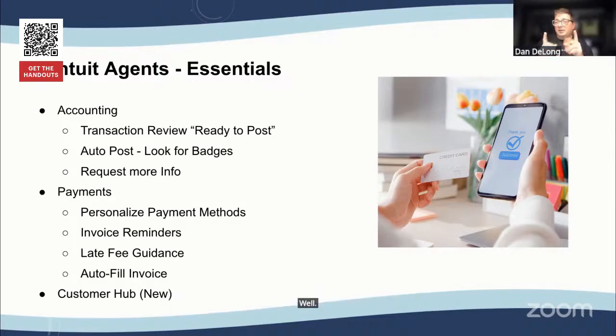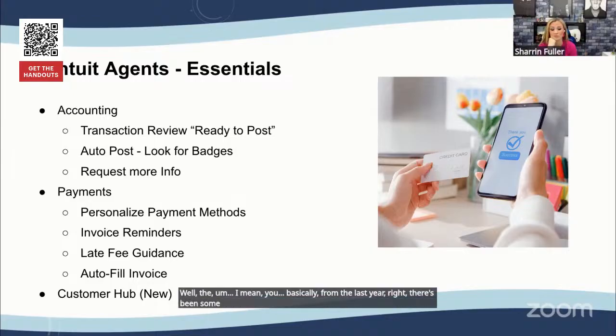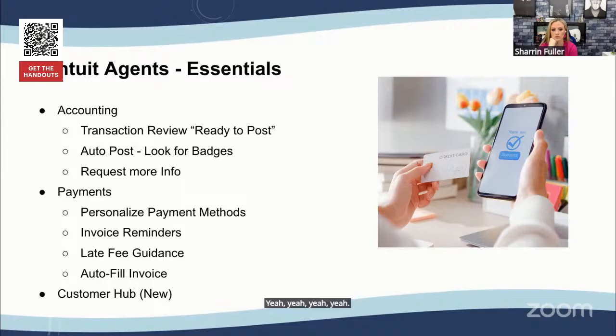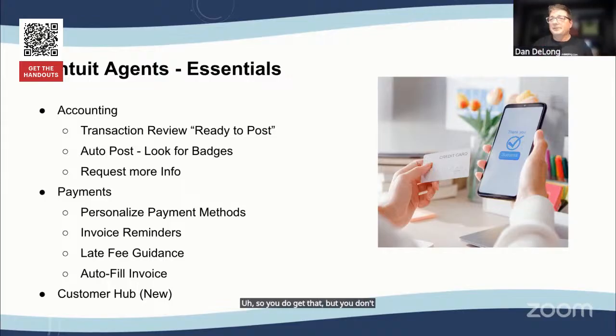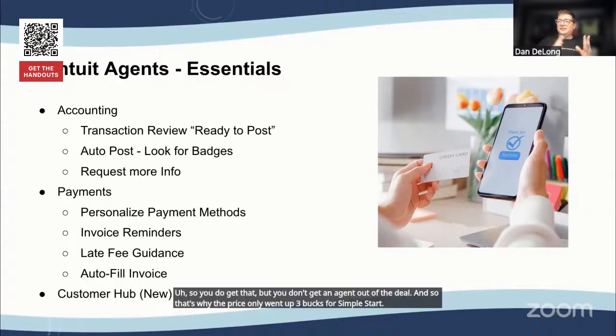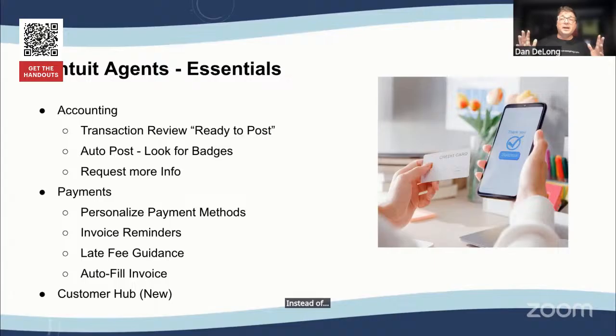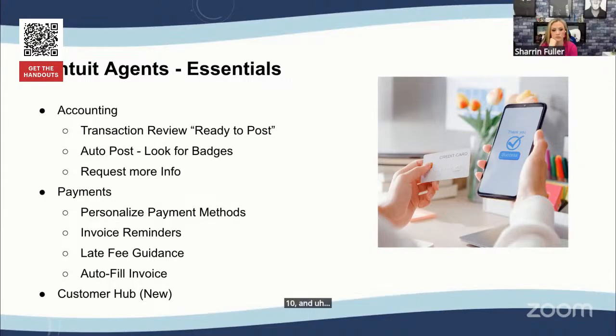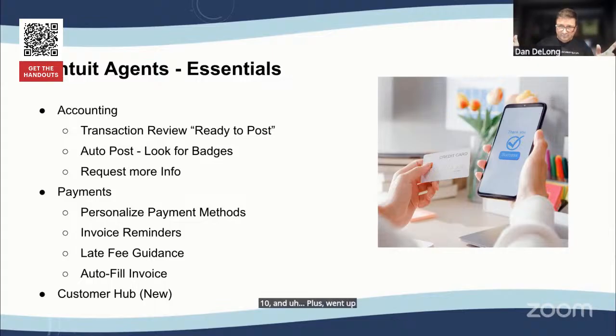Well, I mean, there have been some enhancements to the product from the last year, right? And you do get some AI categorization in the bank feed, and we'll talk about that. So you do get that, but you don't get an agent out of the deal. And so that's why the price only went up $3 for Simple Start. For Essentials, it went up 5. No, Essentials went up 10, and Plus went up 16, and Advanced went up $40 a month.